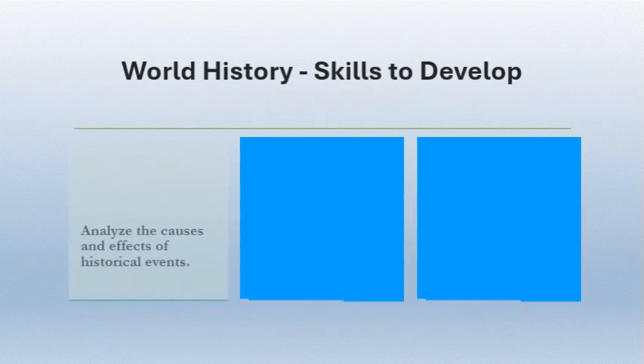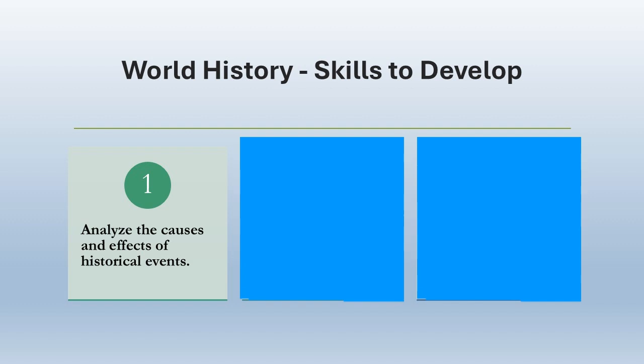In world history, analyzing the causes and effects of historical events allows us to understand not just what happened, but why it happened and what resulted from it. For instance, World War I was triggered by a complex web of alliances, militarism, nationalism, and imperialism, but the immediate cause was the assassination of Archduke Franz Ferdinand. Understanding these causes helps us analyze the broader effects on global politics, economies, and societies.